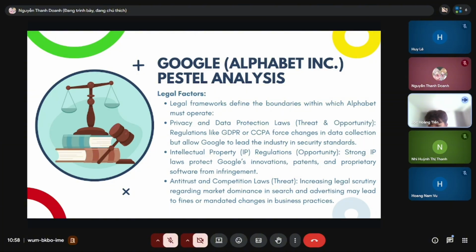Antitrust and competition law: increasing legal scrutiny regarding market dominance in search and advertising might lead to fines or mandated changes in business practices. And in the next part, Nguyễn Thanh Nhi will talk about the rest.